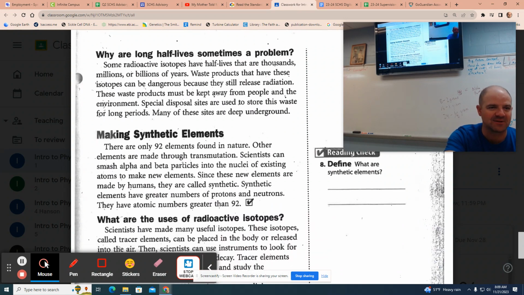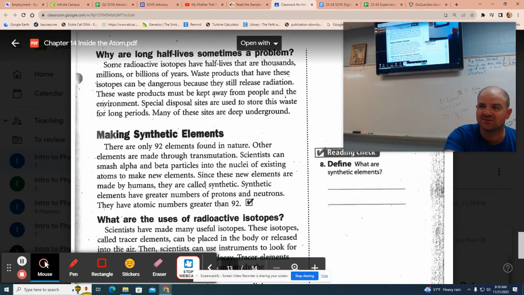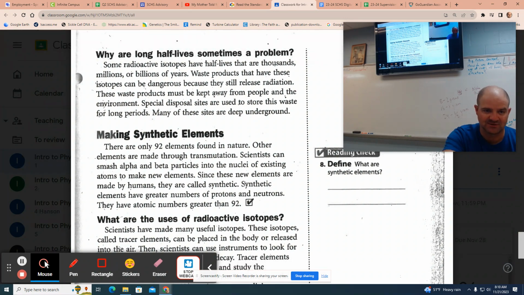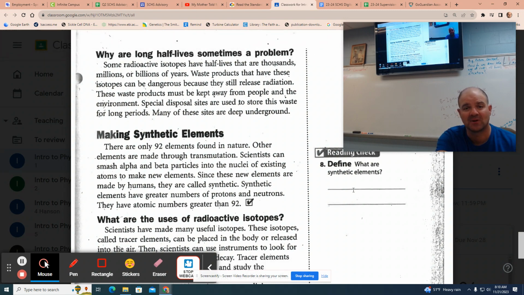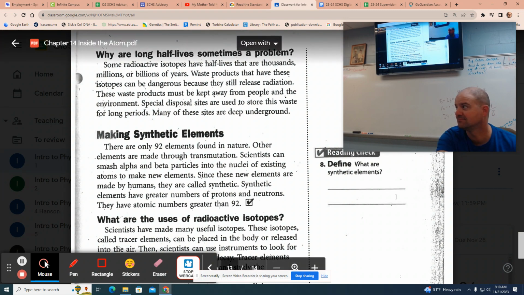Making synthetic elements. There are only 92 elements found in nature. Other elements are made through transmutation. Scientists can smash alpha and beta particles into the nuclei of existing atoms to make new elements. Since these new elements are made by humans, they're called synthetic. Synthetic elements have greater numbers of protons and neutrons. They have atomic numbers greater than 92. What are synthetic elements?